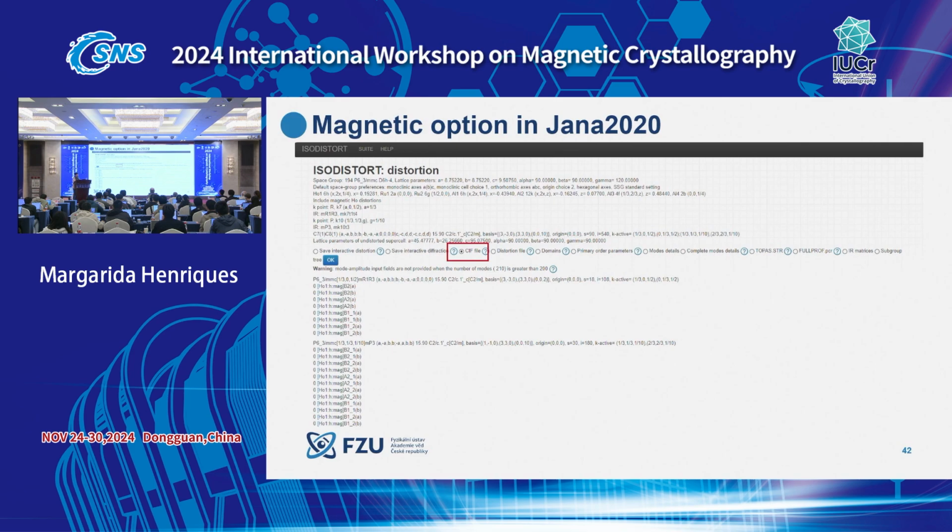We just have specifically MCIF files for Bilbao server, because Bilbao server uses shorter versions of these files, so there's no need for so much information. So we have a specific format for this.